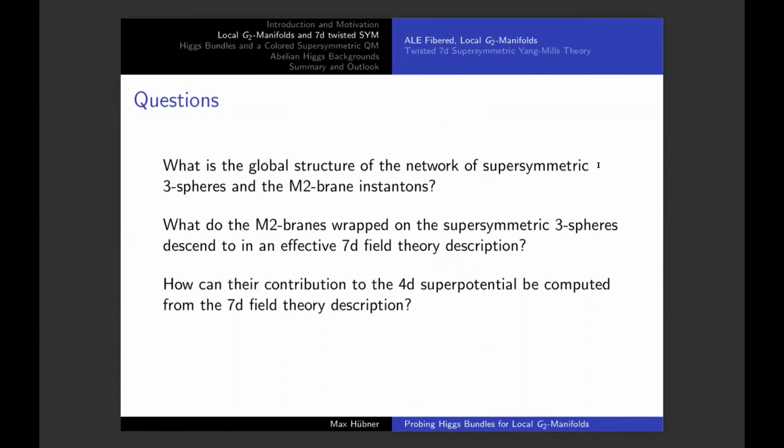What is the global structure of the network of supersymmetric three spheres and the M2-brane instantons? What do the M2-branes wrapped on the supersymmetric three spheres descend to in an effective 7-dimensional field theory description? And how can their contributions to the 4-dimensional superpotential be computed from the 7D field theory description?